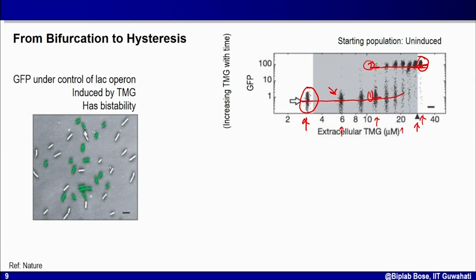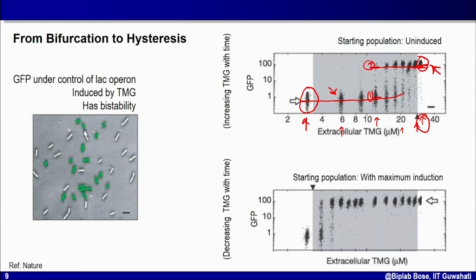Now what will happen if I take these cells which are already induced with a high amount of TMG? So already I have increased TMG in the system. So already I have a population which is induced with a high amount of TMG, around 30 micromolar. Now if I start reducing the amount of TMG in the system, that is, the input signal I am reducing in the system, what type of profile will I see? That's the experiment they started doing.